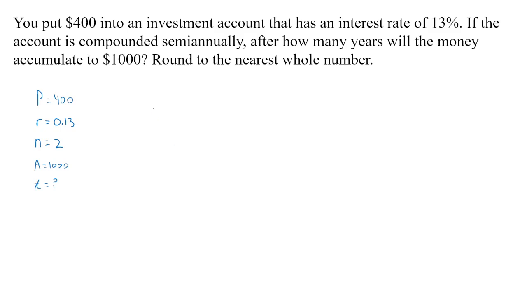All right, so we're going to apply the formula. 1,000 equals 400 times 1 plus 0.13 over 2 raised to the 2T power. All right, the first thing we're going to do, we're going to isolate the exponent. So we're going to divide both sides by 400.